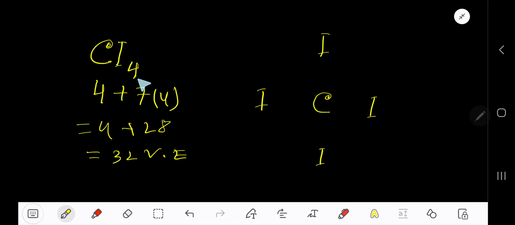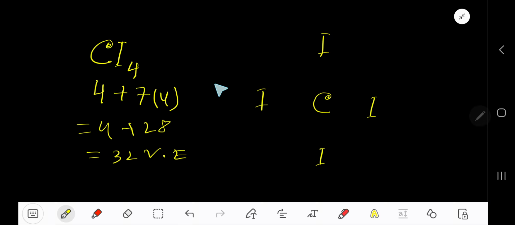Carbon tetraiodide Lewis structure. Carbon has 4 valence electrons, iodine has 7 valence electrons. Multiply this 7 by 4 because iodine has 4 atoms. So 4 plus 7 times 4, 28. 32 valence electrons total in carbon tetraiodide.